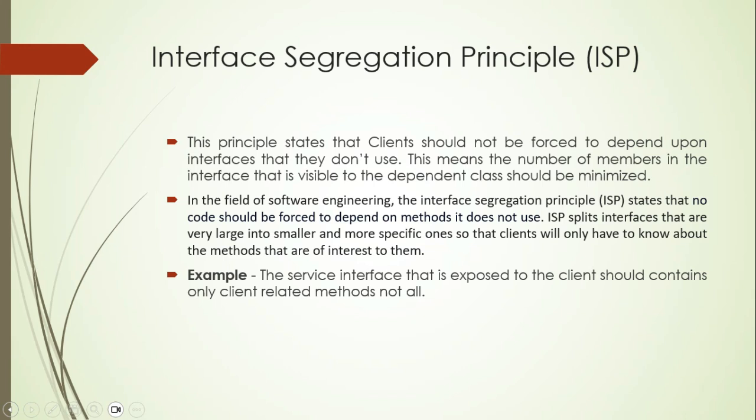In the field of software engineering, the Interface Segregation Principle, ISP, states that no code should be forced to depend on a method that it does not use. ISP splits interfaces that are very large into smaller and more specific ones so that clients only have to know about the methods that are of interest to them. This means clients will have access only to those methods they have a concern with.